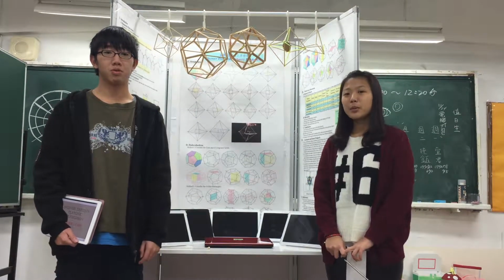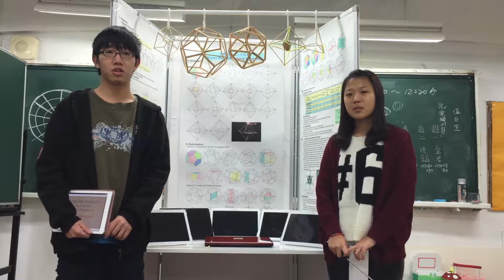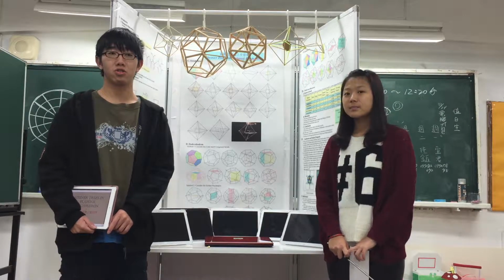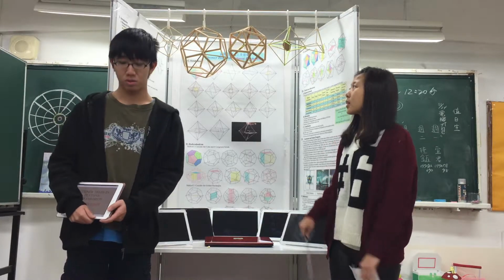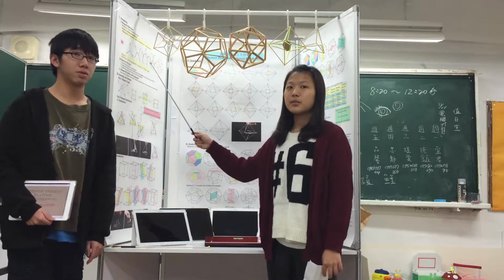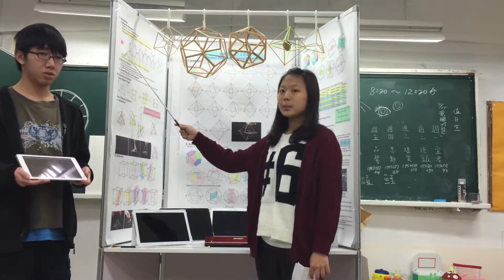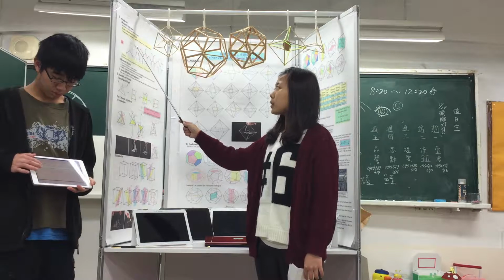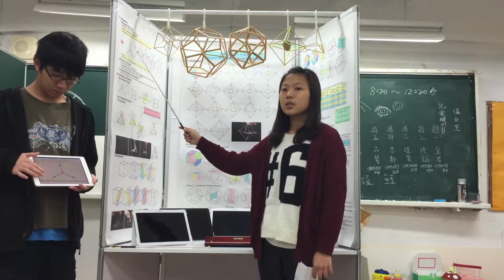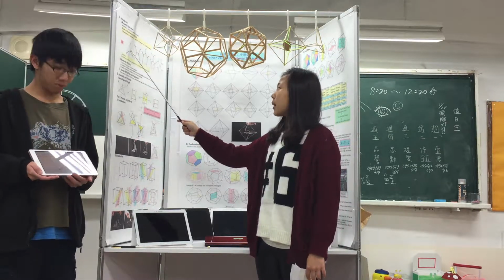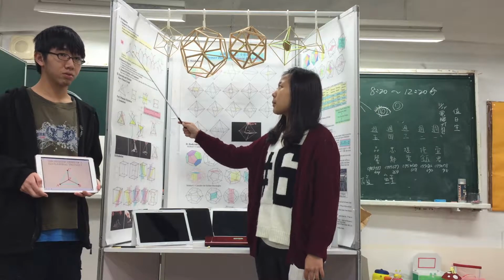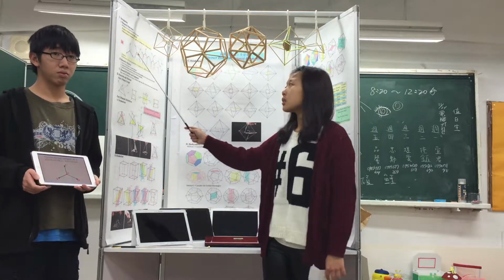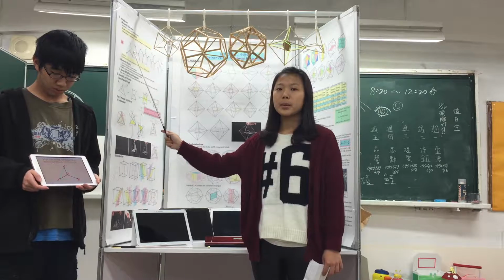My dear professor, our research is the synergy of Fermat points and Steiner points in Platonic polyhedra. This is our introduction. First, in triangle ABC, we want to find a point S such that the sum of the distances of segments SA, SB, and SC is shortest. We call point S the Fermat point.